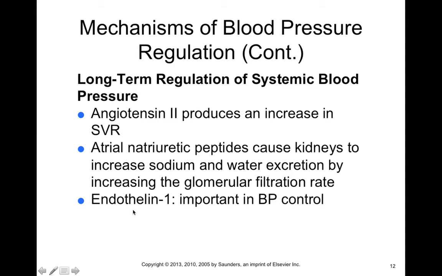It turns out that there's another hormone called endothelin-1, and it's a class of hormones called the endothelins, but this particular isoform is important in blood pressure control because it's actually a potent vasoconstrictor. So we can have drugs that block endothelin receptors to help reduce blood pressure by preventing the vasoconstriction that endothelin-1 would cause.